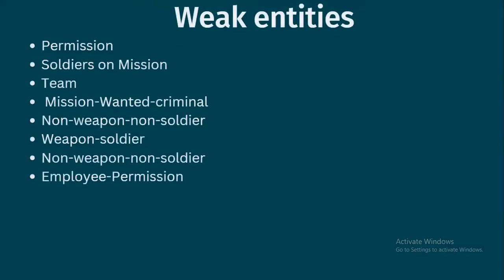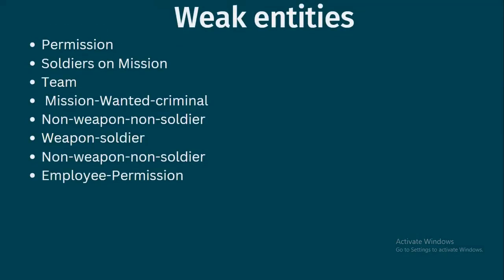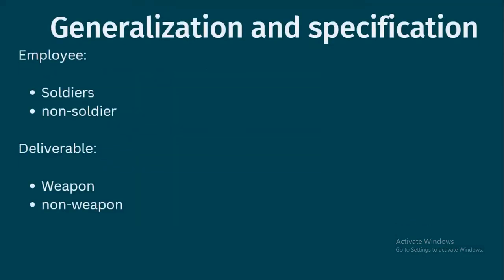And these are my weak entities. The last five weak entities are the result of the decomposition of my ER diagram. So I generalized employee as soldier and non-soldier, and deliverable materials as weapon and non-weapon.